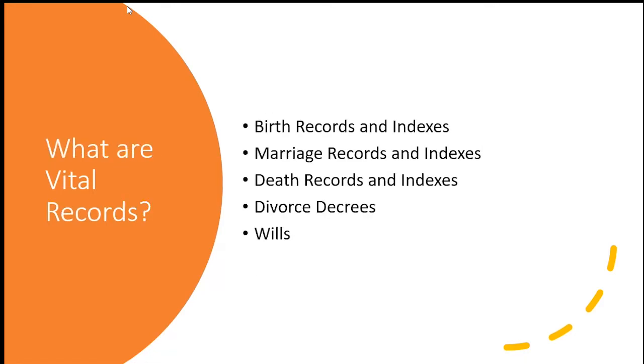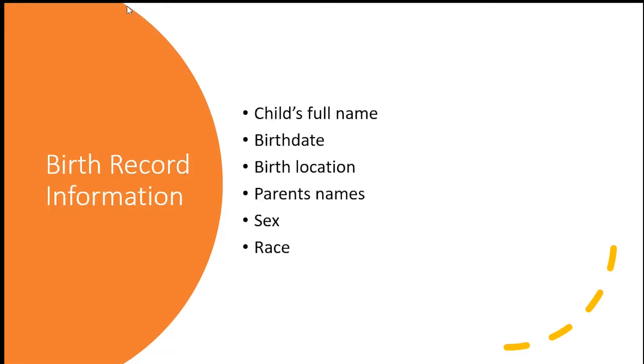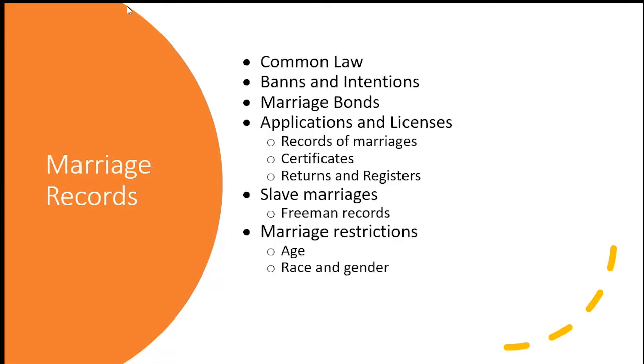Now, here's a listing of what are the vital records. We mentioned birth records and indexes, marriage records and indexes, death records and indexes, divorce decrees and wills, for example, are in fact considered vital records. Now, as we look at the birth record information, again, these are typically found on most birth record information sheets. The child's first name, birthday, birth location, parents' names, sex and race, and sometimes the parents' place of birth as well. So again, it just depends upon the record itself.